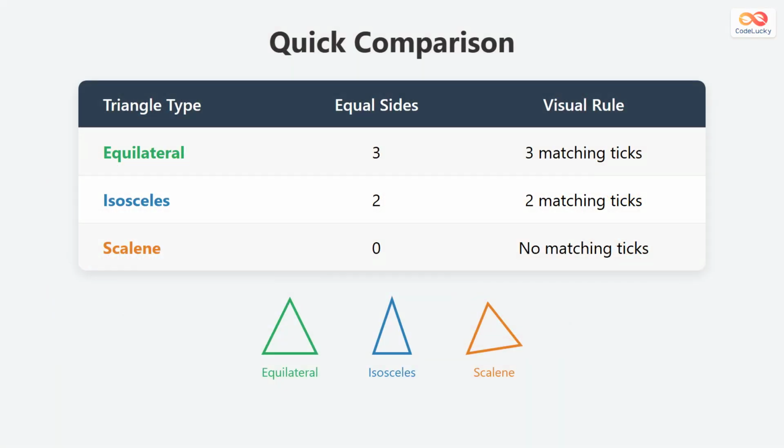Here is a quick way to remember them. Equilateral has three equal sides. Isosceles has two equal sides. Scalene has 0 equal sides. It counts down 3, 2, 0.